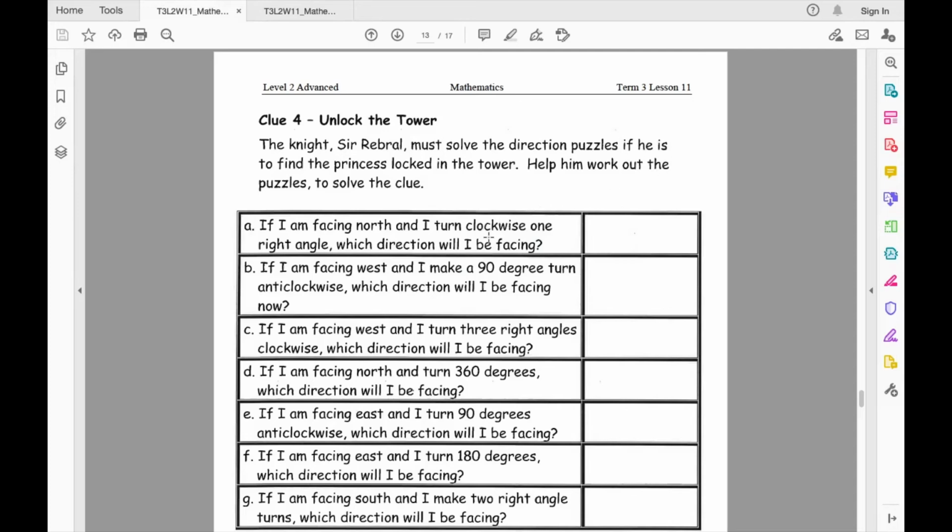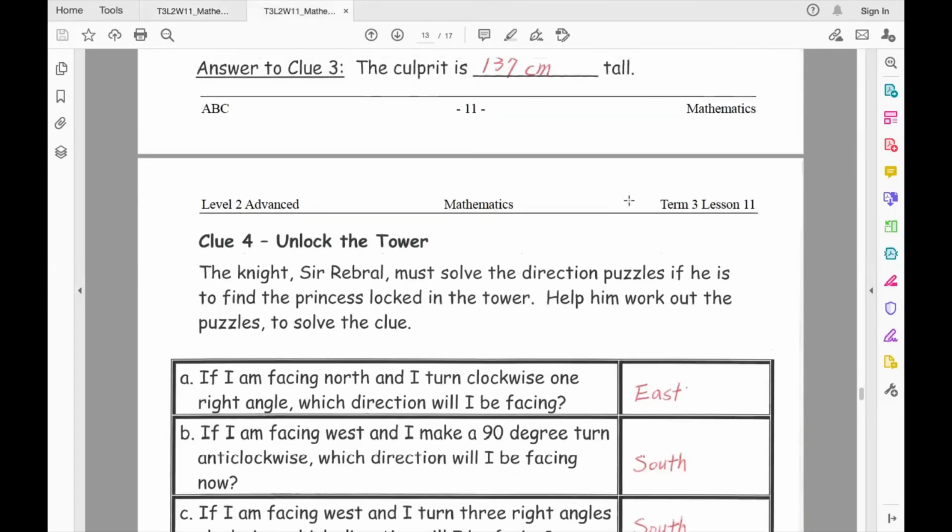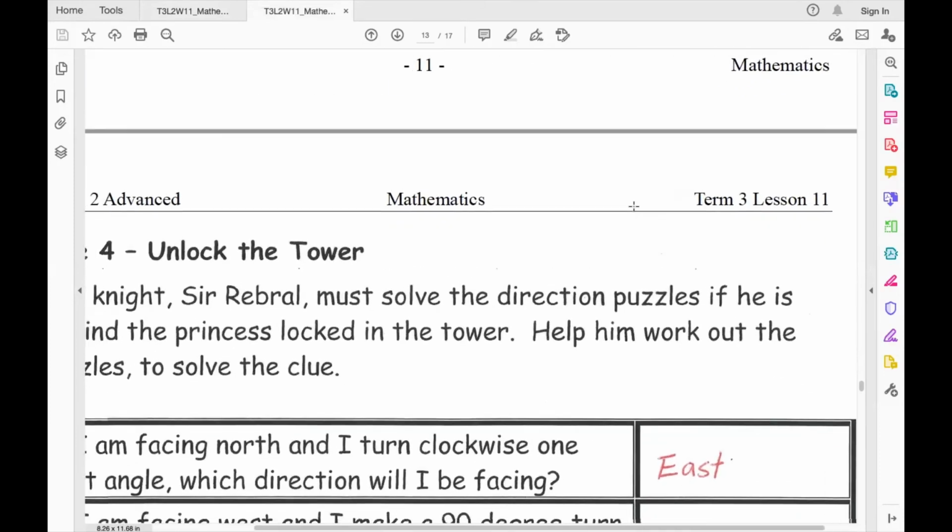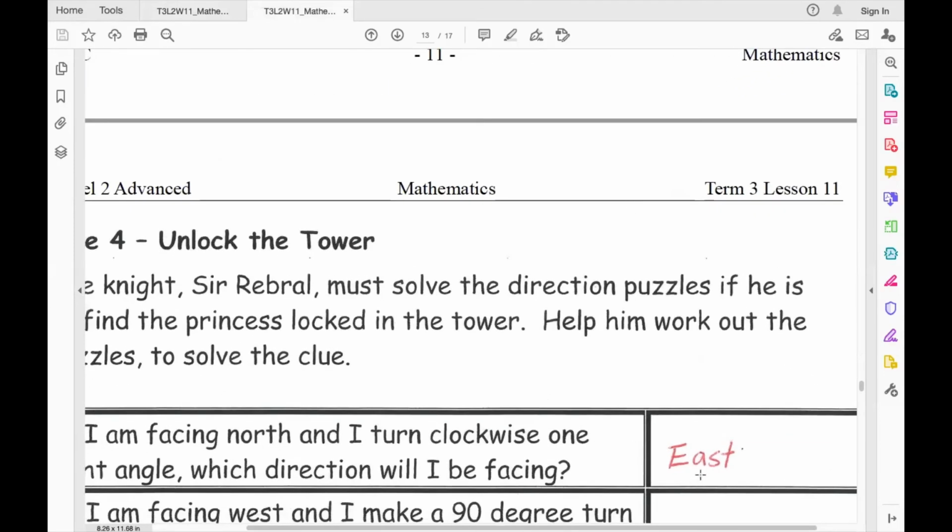Okay, so for the first one, we only have to make one right angle turn clockwise. That means if we're facing our computer right now and it's north, we turn once more. We are now facing the right-hand side, which is east. So east is our answer. So east is over here. That's how you spell east, E-A-S-T.